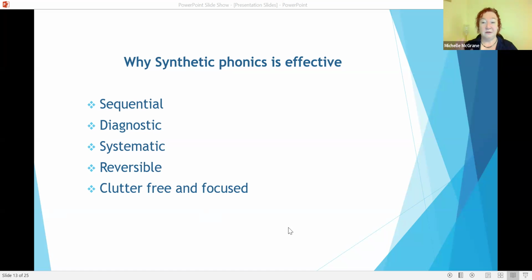And it's clutter-free and focused. What I mean is it's literally teaching this. It's focused and it's progressive. You're moving forward. There's no extraneous knowledge, no wasted knowledge. We don't overly focus on tricks or handy little rules. So we don't worry too much about I before E except after C, or the magic E, or things like that, simply because they're just not always true.